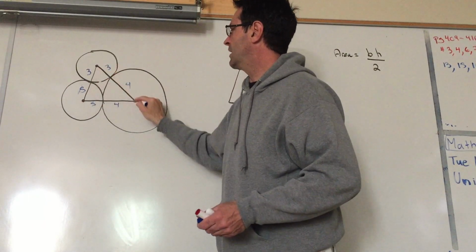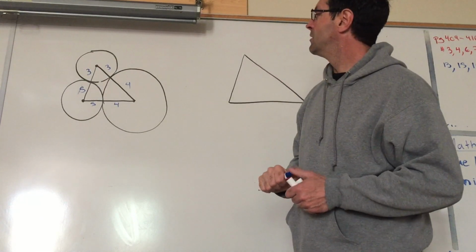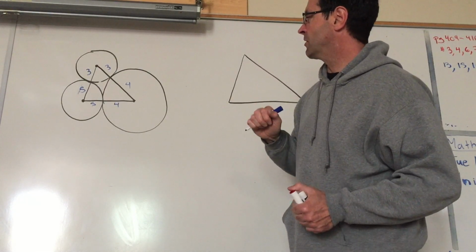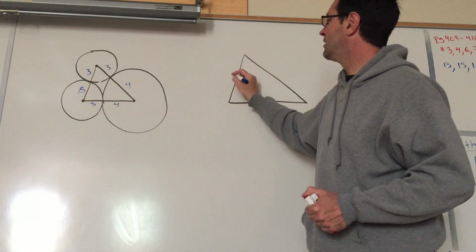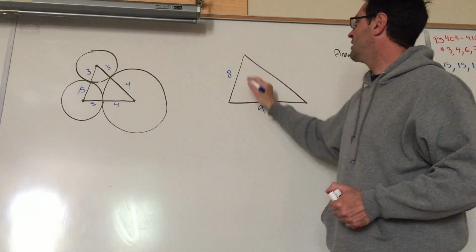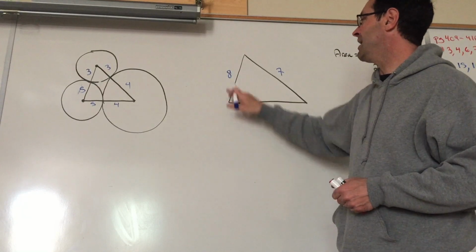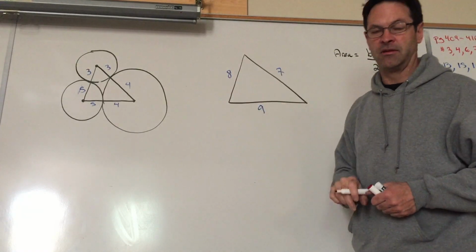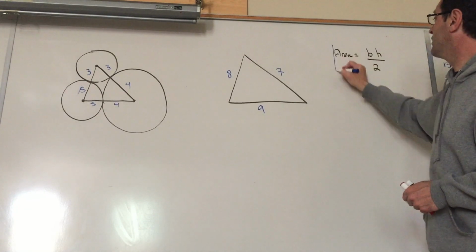When we connect up the centers of the circles, we can form a triangle. This side is 7 units long, or 8 units long. This side is 9 units long. This side is 7 units long. Not terribly drawn to scale, but we've got an appreciation. We have all 3 sides, so we can find all 3 angles using the cosine law. It asks you to find the area.